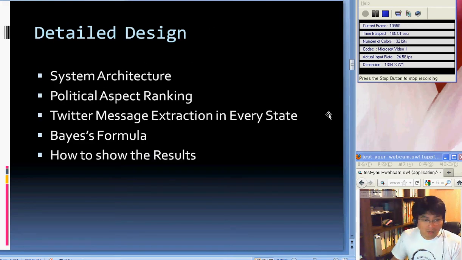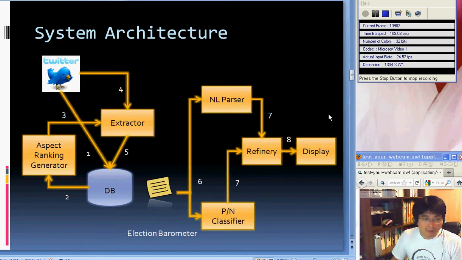Now we are going to talk about detailed design. Here's a big picture for Election Barometer. From 1 to 2, we collect Twitter messages talking about a candidate and extract the top 5 popular aspects by using the aspect ranking generator. From 3 to 4, we will bring real-time Twitter messages with those 5 aspects, and in 5 we will store them in a database to further do aspect ranking. From 6 to 7, we'll use a natural language parser and a positive and negative classifier to classify the opinion as agreed, neutral, or disagreed. For more accurate results, a refinery will be used. Finally, we will visualize it, and from now we are going to explain one by one.